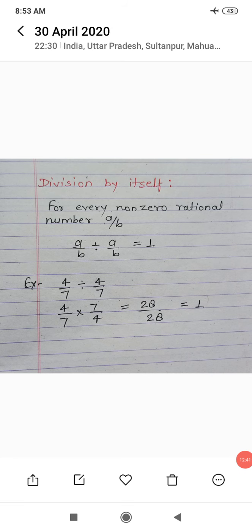Division by itself. When a rational number is divided by the same number, the quotient is 1. For every non-zero rational number, a by b divided by a by b is equal to 1. For example, let us consider the rational number 4 by 7. Then 4 by 7 divided by 4 by 7. So 4 by 7 into 7 by 4 is equal to 28 upon 28, which is equal to 1.